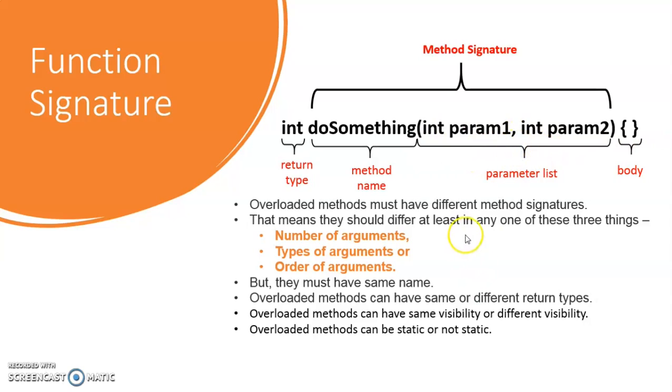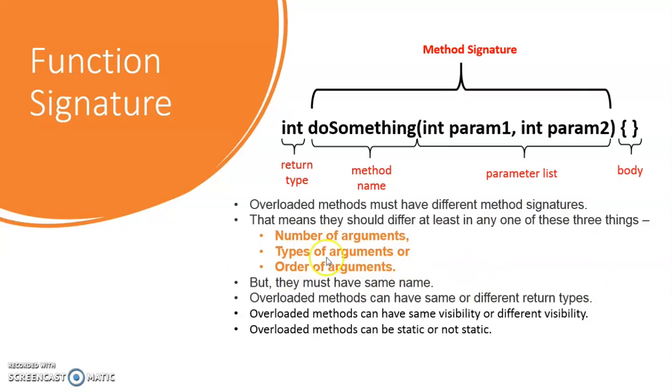It should differ in the number of arguments. That is, one method can have a single argument, the second method can have 2 arguments, the third one can have 3 arguments. Another way in which you can overload methods is that the type of argument should change. The first method can have an integer argument, the second one can have a string, the third one a double, or the fourth one an employee type. So the type of arguments is different.